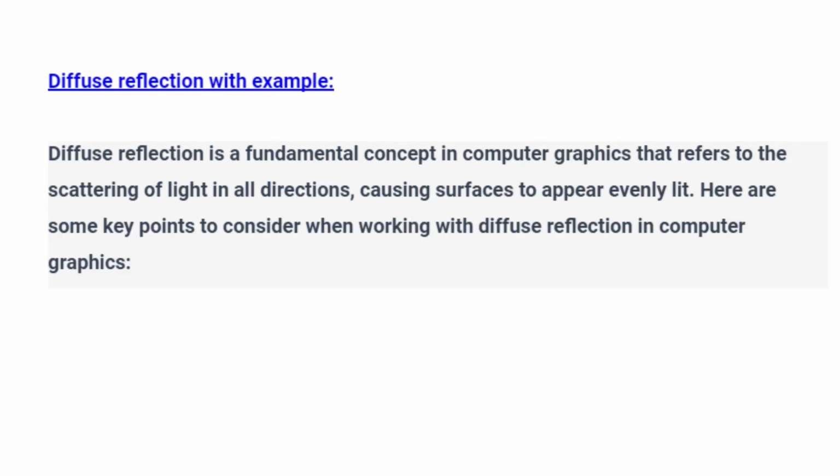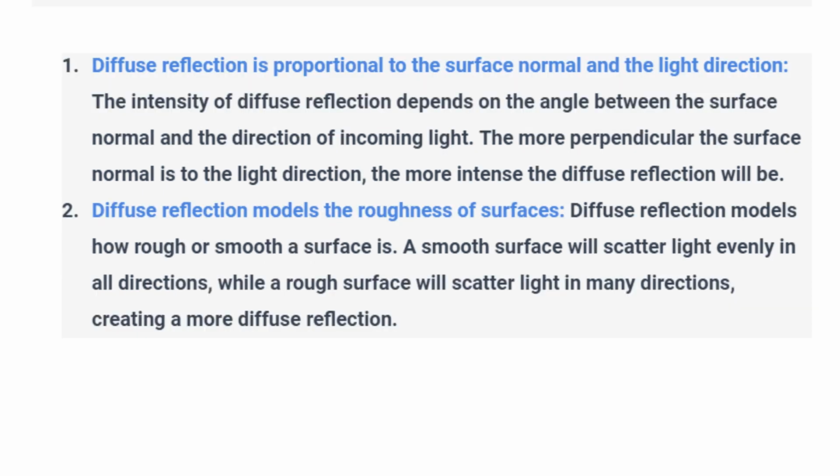Diffuse reflection with example. Diffuse reflection is a fundamental concept in computer graphics that refers to the scattering of light in all directions, causing surfaces to appear evenly lit. Here are some key points to consider when working with diffuse reflection in computer graphics. Diffuse reflection is proportional to the surface normal and the light direction. The intensity of diffuse reflection depends on the angle between the surface normal and the direction of incoming light.